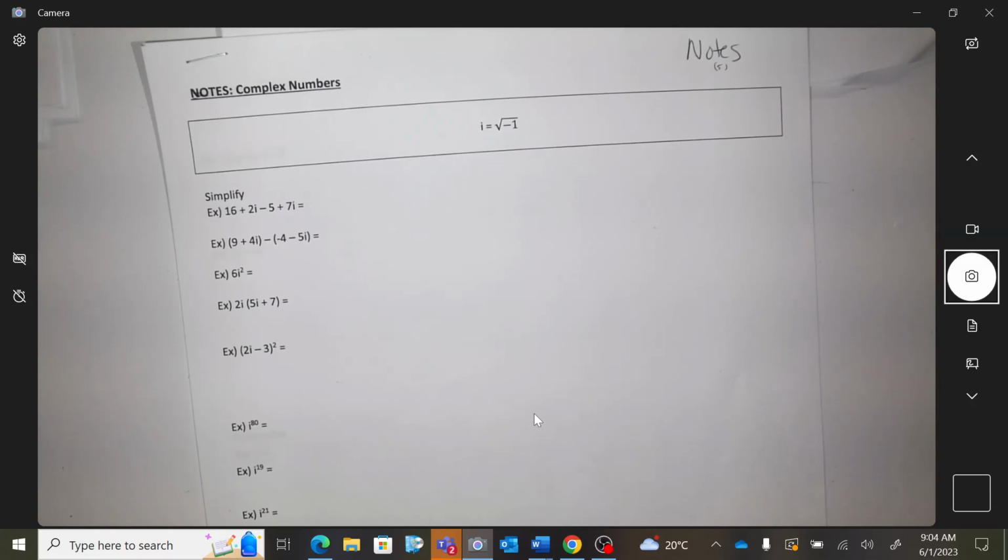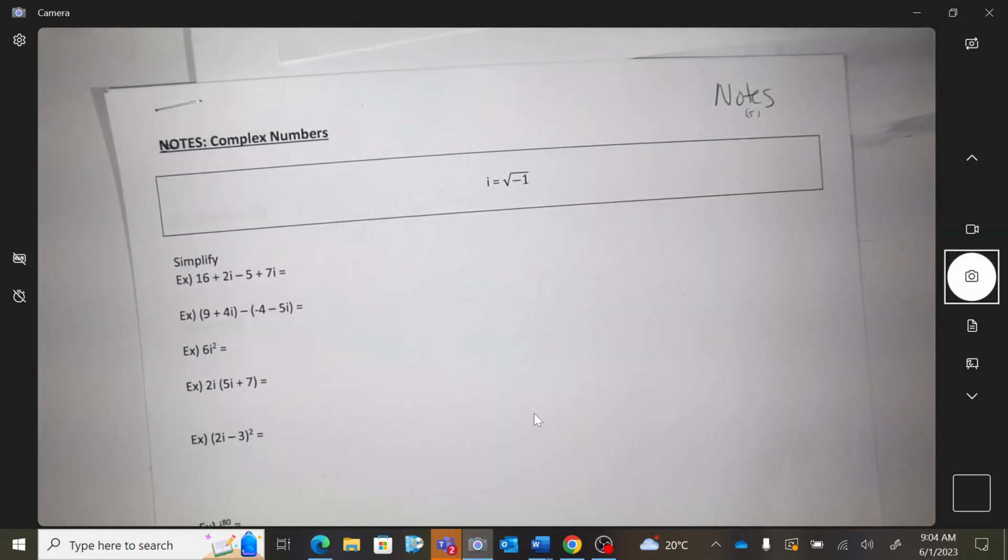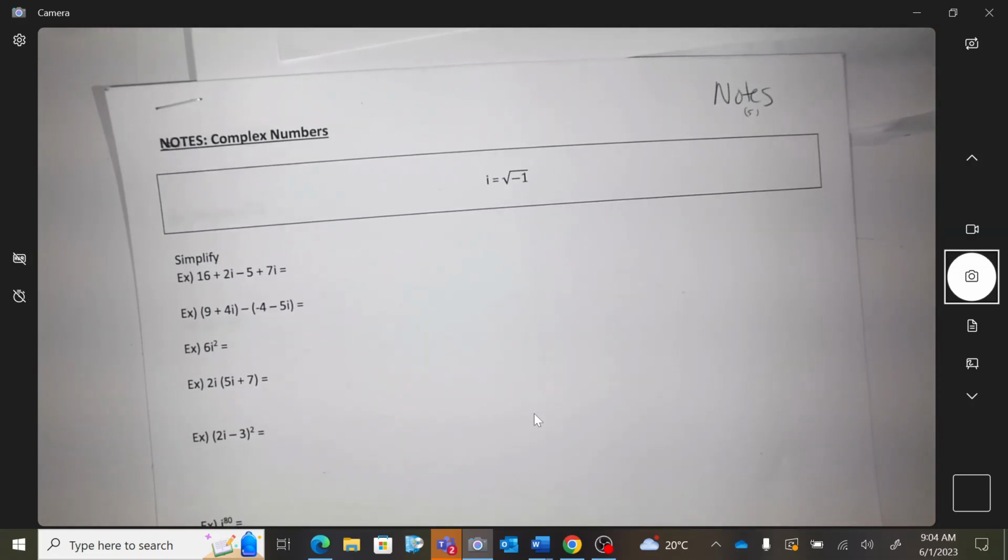Okay, complex numbers. What? You don't have one of these? Here, here's a package.